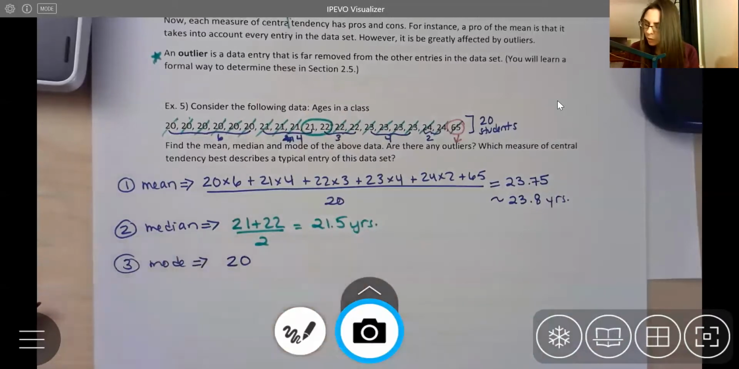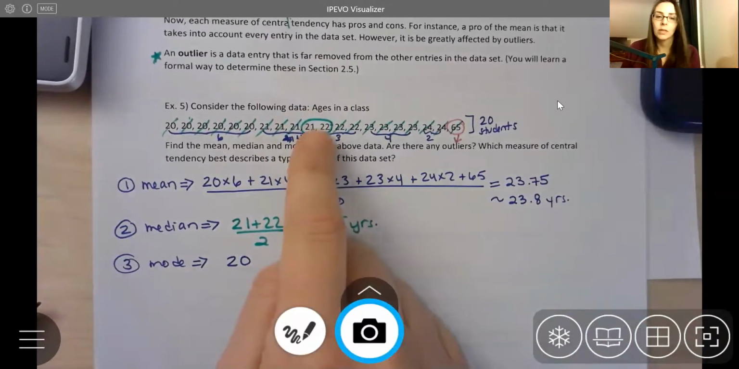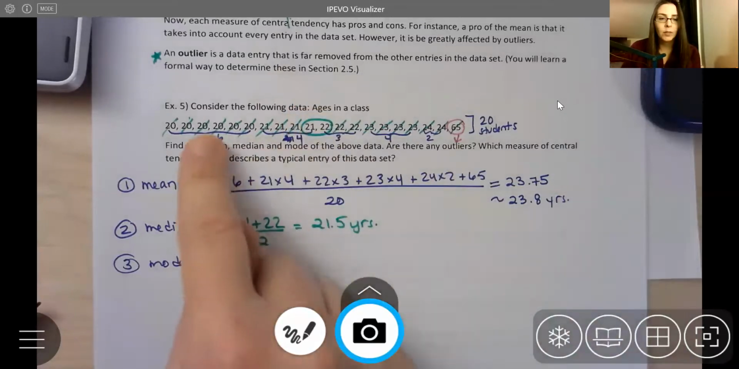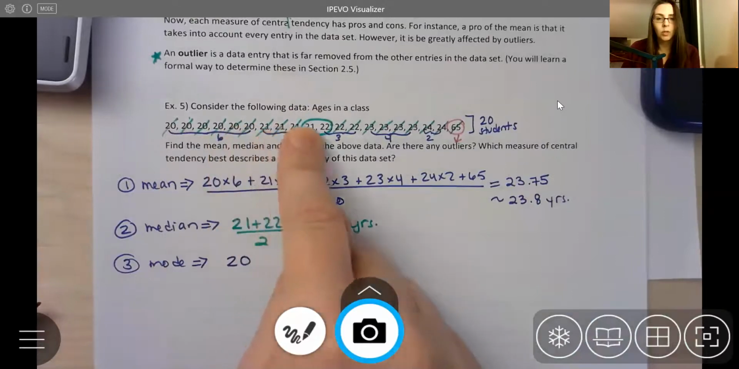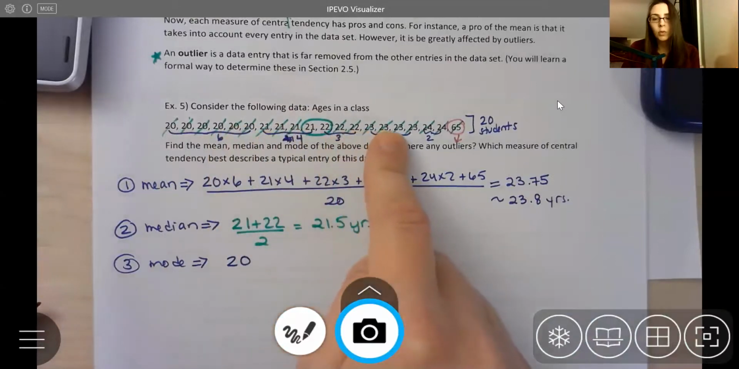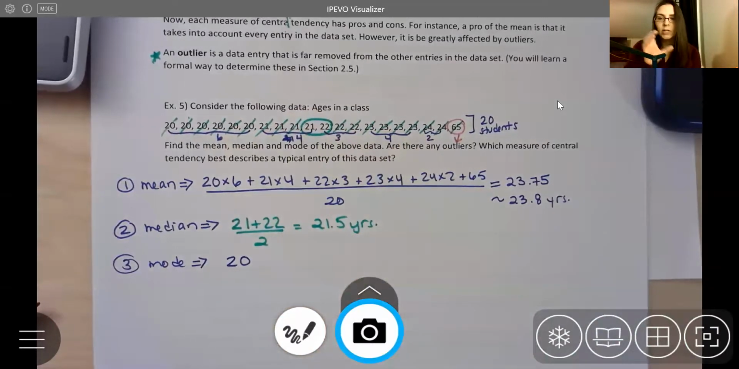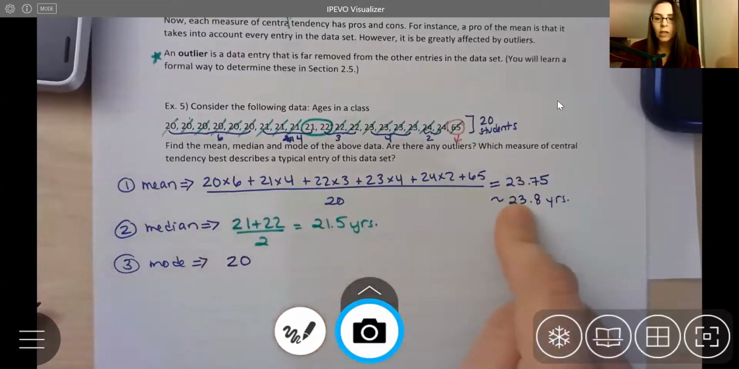My median is 21.5. So that's my middle value in this case. Now this one I think looks really good. You can see it's pretty much right in the middle of the data, right? Most people are in their early 20s. So we have a lot of people in their 20s, 21, 22, a few in 23, 24, there's only a couple, right? So most people are on the early side of their 20s. So that 21.5 seems like a good value. And then my mean here is 23.8.